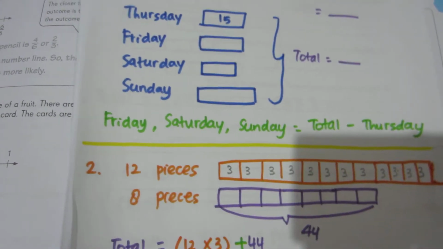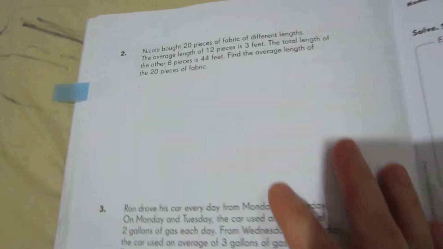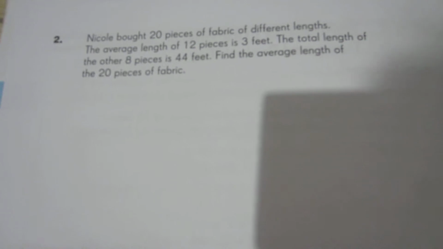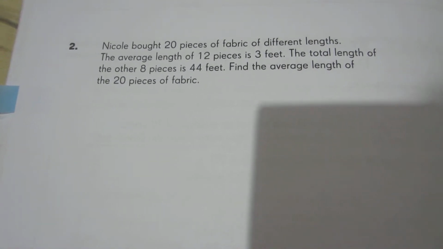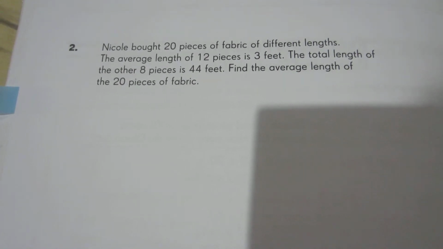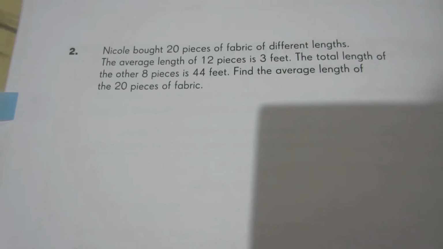Next, number 2. Nicole bought 20 pieces of fabric of different lengths. The average length of 12 pieces is 3 feet. The total length of the other 8 pieces is 44 feet. Find the average of the 20 pieces of fabric.